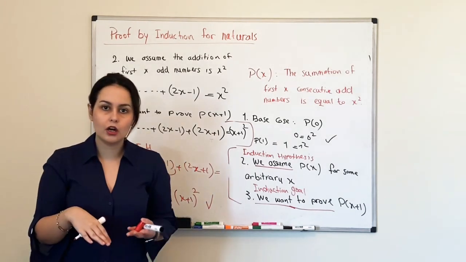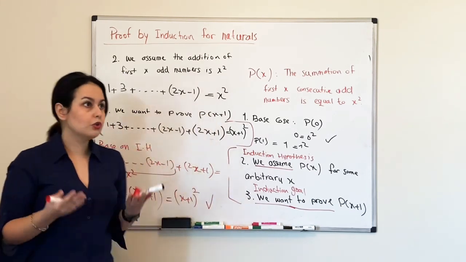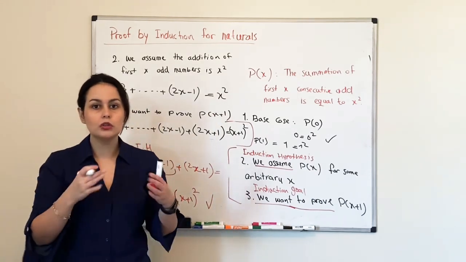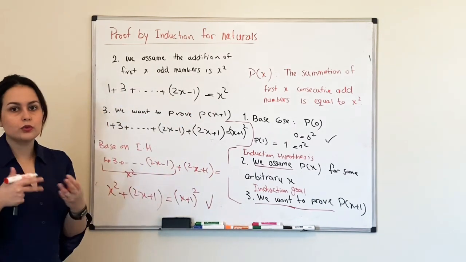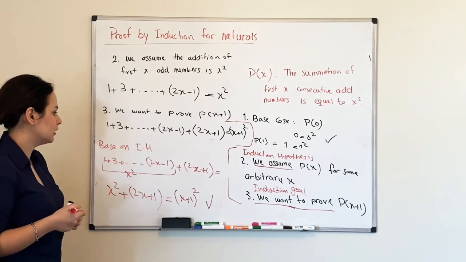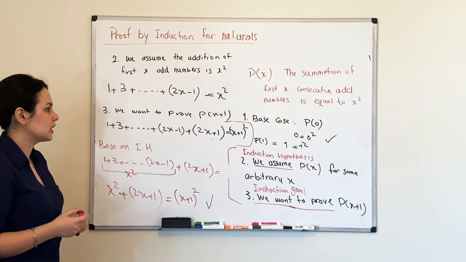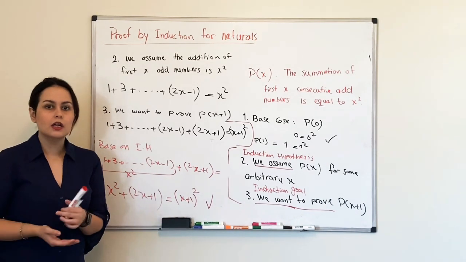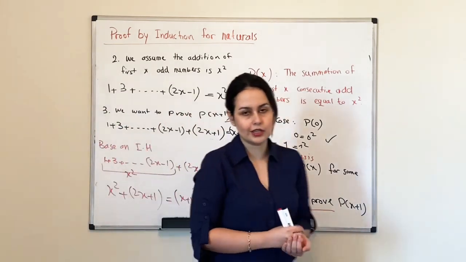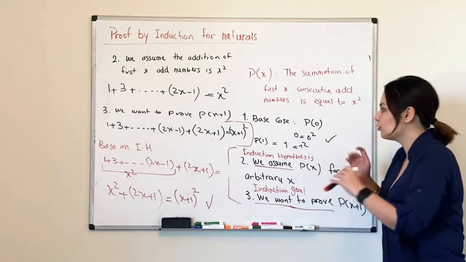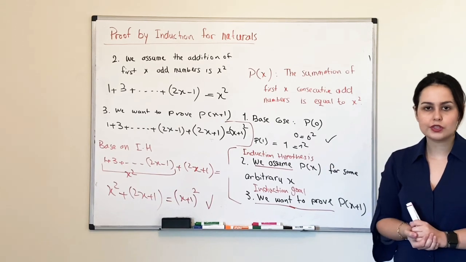Okay, we took one arbitrary element x, we assumed the statement is true, the predicate is true, and we showed that it is true for the next step, which is x plus 1, or the successor of x, which is x plus 1 in natural numbers. By doing that, I can say, for all natural numbers x, the summation of the first x consecutive odd numbers is equal to x squared. It is how proof by induction works, and in the next video we are going to see some more examples.